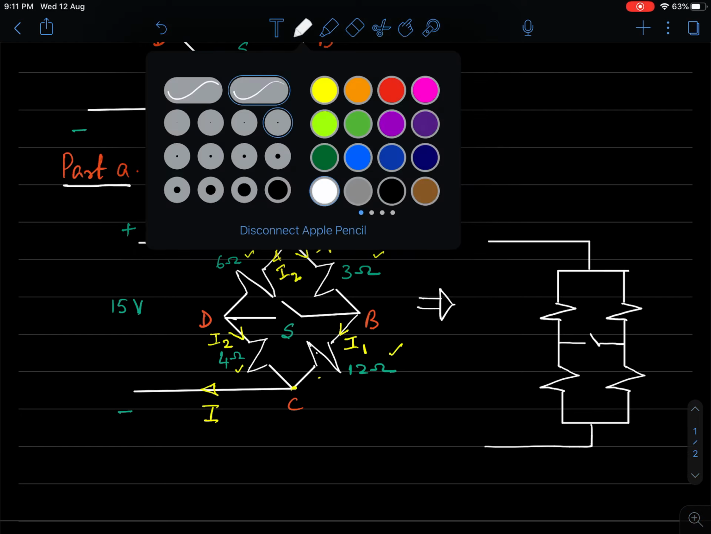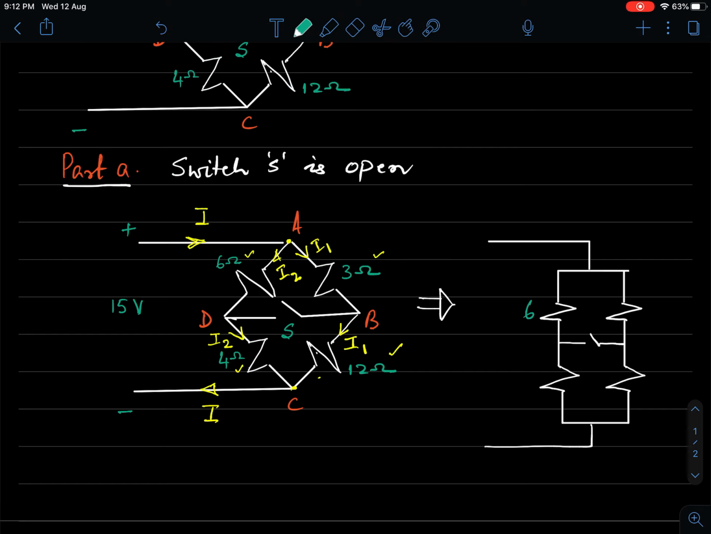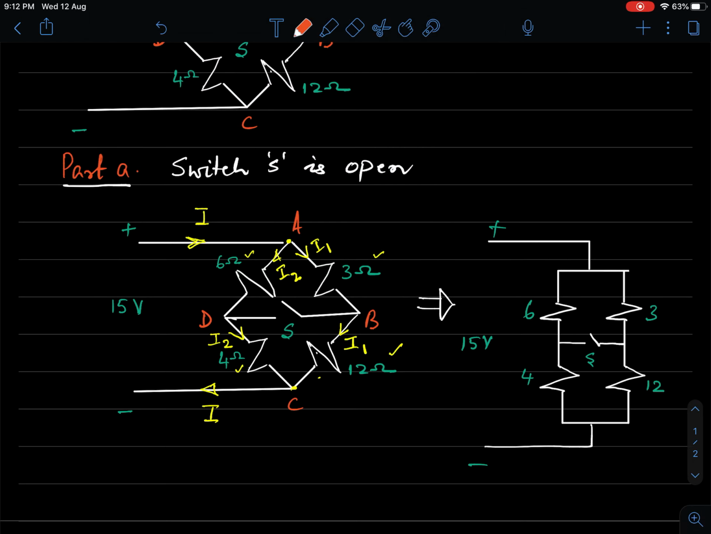I will put the values in the second circuit. This is my 6 ohms, this is my 3 ohms. All the resistances are in ohms. I will not write ohms every time. I think that is pretty obvious. This is my switch. This is my positive, this is my negative. I have 15 volt. Alright, so I have named the terminals. Let me name the terminals here also. This is my A, this is my B, this is my D, and this is my C.